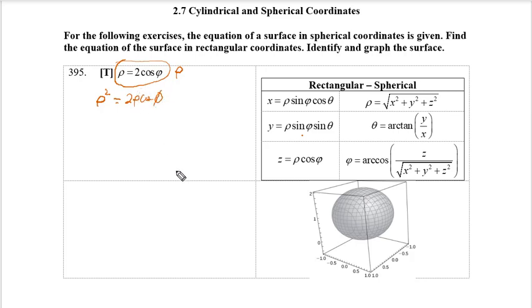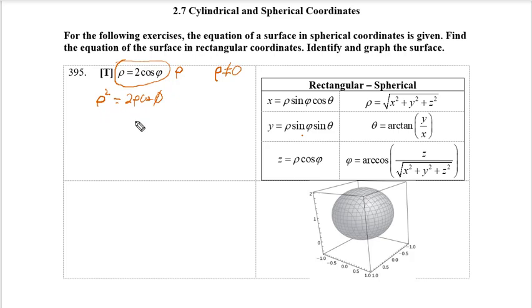Now, just to be sure that you understand, we can do this as long as rho is not 0. So we're taking the origin out of the picture by multiplying both sides by rho. That's okay. It may work itself out in the end, but we'll just make a note that rho can't be 0 because we just multiplied by rho.